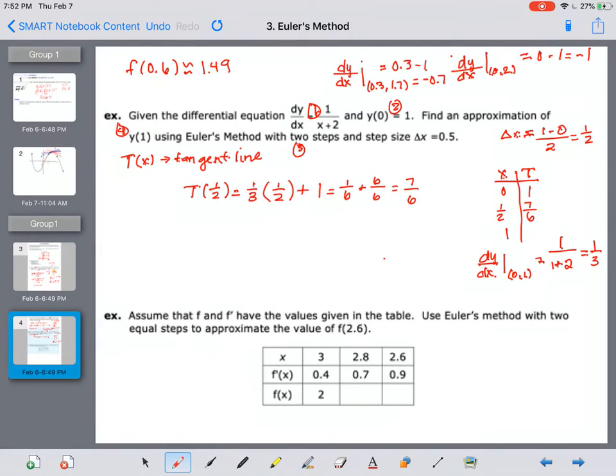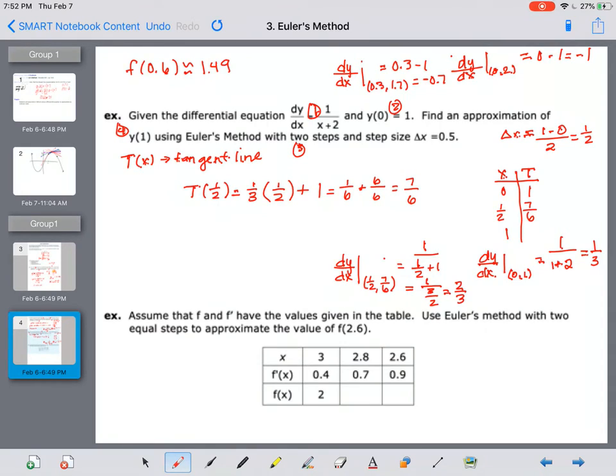Again, I'm going to reevaluate my derivative, and we're going to evaluate it at 1/2, comma 7/6, that new point. So 1 over our x value, which is 1/2, plus 1. That is ugly. I do not like that. So we're going to get 1 over 3/2, which turns into 2/3, multiplying by the reciprocal. So just doing some work with fractions.